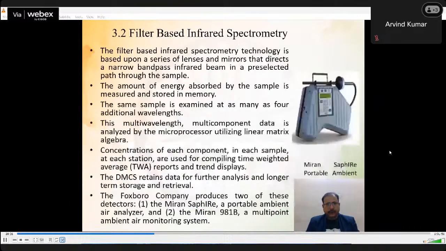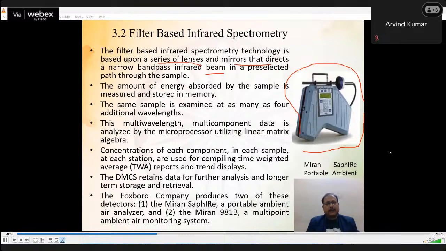Now come to the next, filter-based infrared spectrometry. The filter-based infrared spectrometry technology is based upon a series of lenses and mirrors that directs a narrow bandpass infrared beam in a pre-selected path through a sample. Figure is here, Miran Sapphire portable ambient air analyzer. Again, you can see this type of figure. It is very easily available.